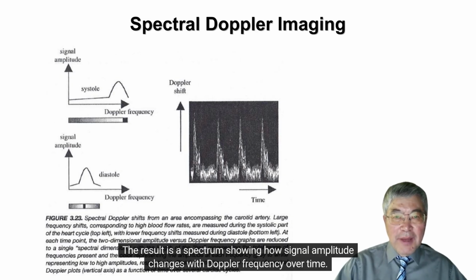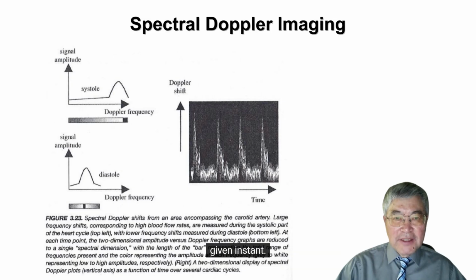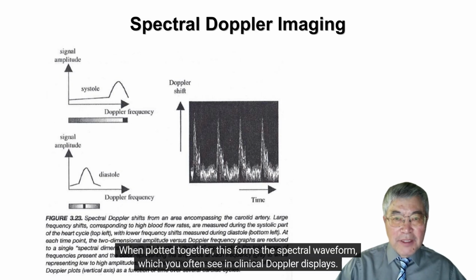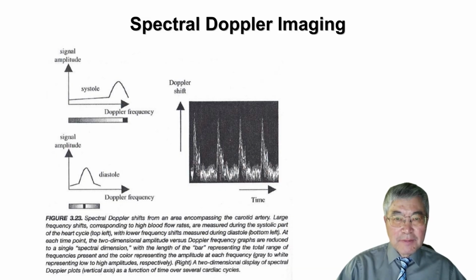The result is a spectrum showing how signal amplitude changes with Doppler frequency over time. Each vertical line in the display represents the distribution of frequencies, or velocities, at a given instant. When plotted together, this forms the spectral waveform, which you often see in clinical Doppler displays. By analyzing these patterns, clinicians can assess blood flow speed, direction, and uniformity through the cardiac cycle.